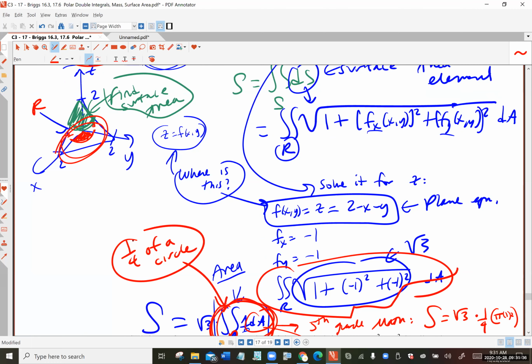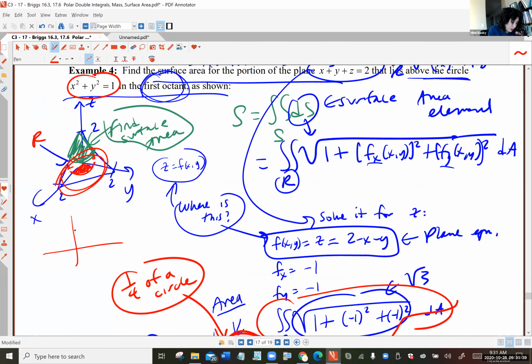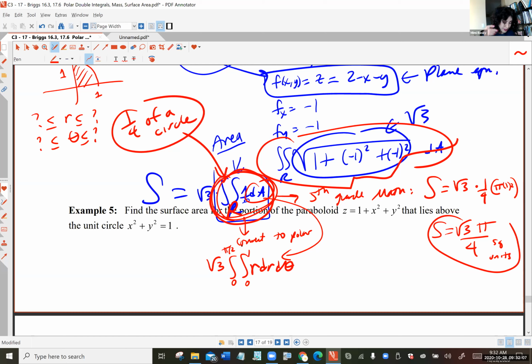Mighty mateys, ahoy, land. And so if you look at your quarter of a circle here, what are the limits for r and theta on this quarter of a circle if you're going to iterate your double integral? 0 to pi halves for the theta. And what about r? 0 to 1. So r is going from 0 to 1. You're only going from 0 to pi halves for the theta.